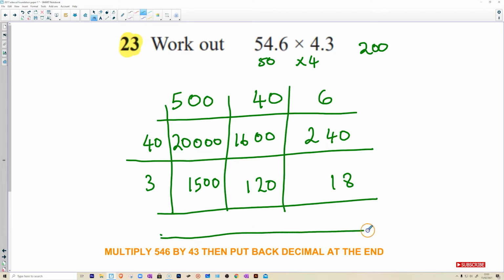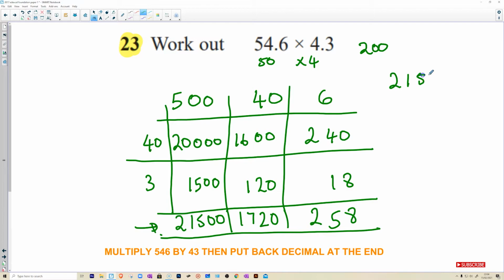So let's have a look. Here we have 0 and 0, 0 and 0, 0 and 5 is 5, 0 and 1 is 1, and then I've got my 2, and then here 0 plus 0 is 0, 0 plus 2 is 2, 6 plus 1 is 7, and I've got my 1, and then I've got 0 plus 8 is 8, 4 plus 1 is 5, and 2 comes down on its own. Once you're done with this, you add all these numbers up. So I've got 21500, and I'm going to add 1, 7, 2, 0, and I'm going to add 258.